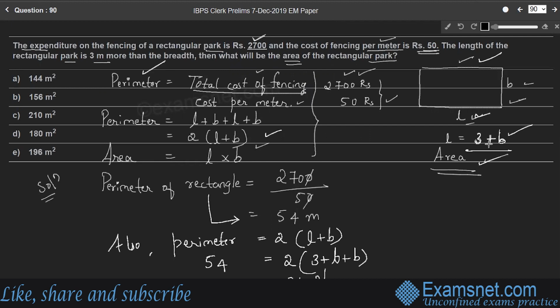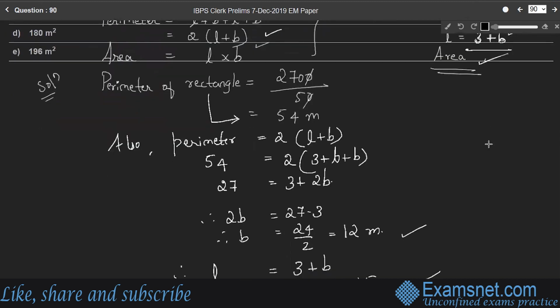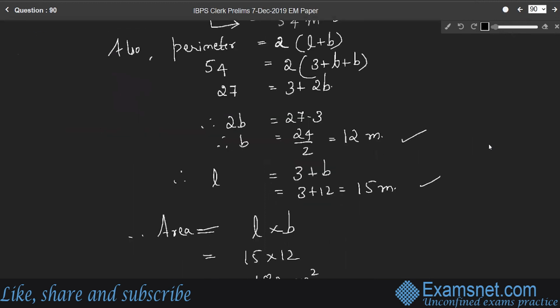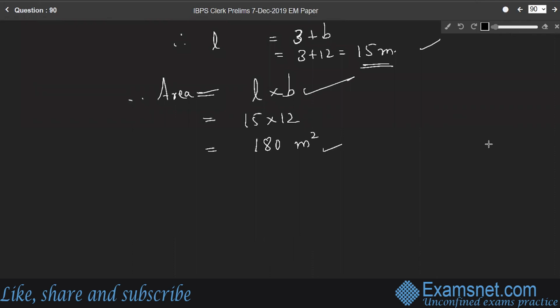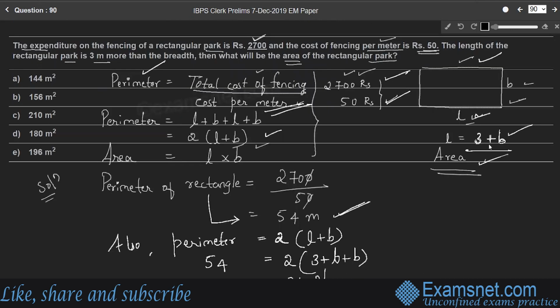We'll go to the perimeter of the park. It is given that total cost of fencing divided by cost per meter. So based on cost of fencing, we'll calculate the perimeter, and based on the perimeter, we are going to calculate length and breadth. Perimeter is 2 times (length plus breadth). So here breadth is 12 meter. So length is 3 meters plus breadth, which is 15 meter. So area is length into breadth, which is 180 meters square. Therefore, option D is the right answer.